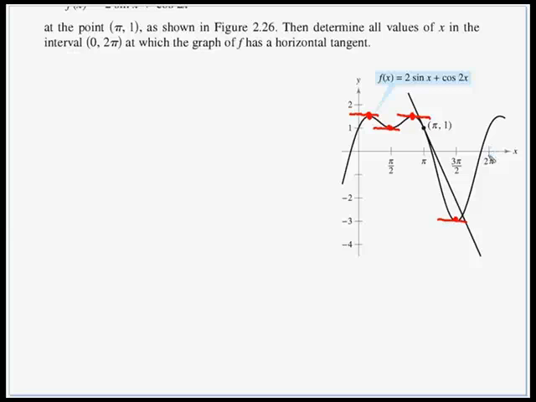And then here, 2 pi is where we end. If we went farther, there'd be another one up top here, but they only want the ones between 0 and 2 pi. So as we work through this, we're going to have to keep in mind that there should be 4 of these spots with a horizontal tangent line.